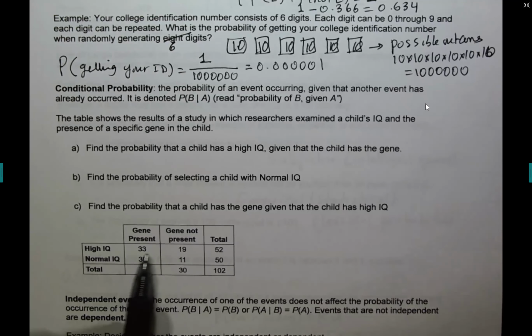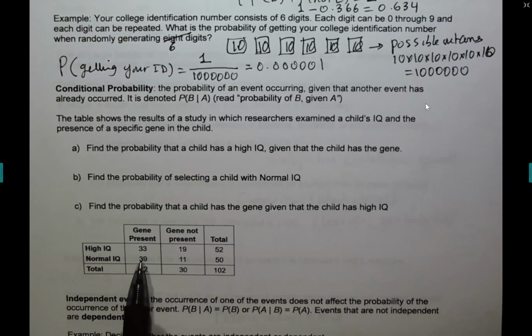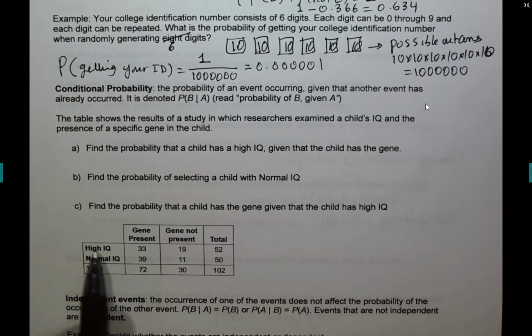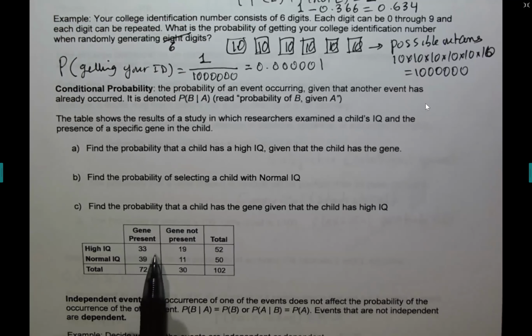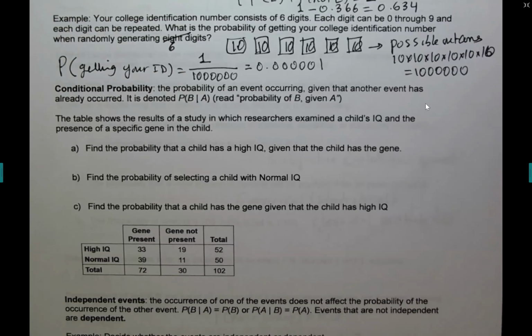So when you have a number inside the table, not the rows total or column total, guys, the 39 stands for normal IQ and gene present. The 33 stands for children who have high IQ and at the same time have the gene present. 19 represents the number of children who have high IQ and at the same time the gene is not present. So if you understand what I explained about reading the table, I think we're ready to start answering some questions. I'm going to begin with part B.